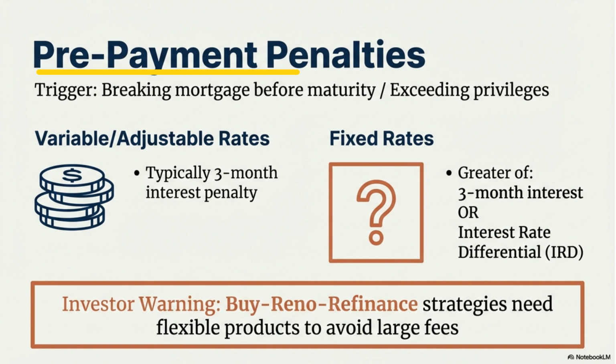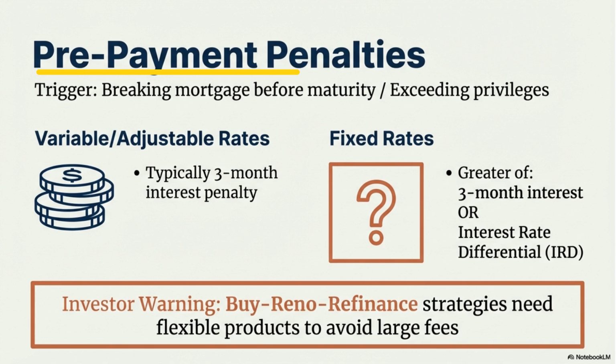And finally, prepayment penalties. Prepayment penalties occur when any payment beyond the allowed amount triggers a penalty, typically when breaking your mortgage before its maturity date. For variable and adjustable rates, penalties typically involve a 3-month interest penalty, varying between lenders depending on how they calculate this against your contract rate or prime rates. With fixed rates, the penalty is the greater of either a 3-month interest penalty or the IRD, interest rate differential. The IRD calculation involves comparing the discounted rates and posted rates, calculating the difference in interest fees left to pay based on both rates.